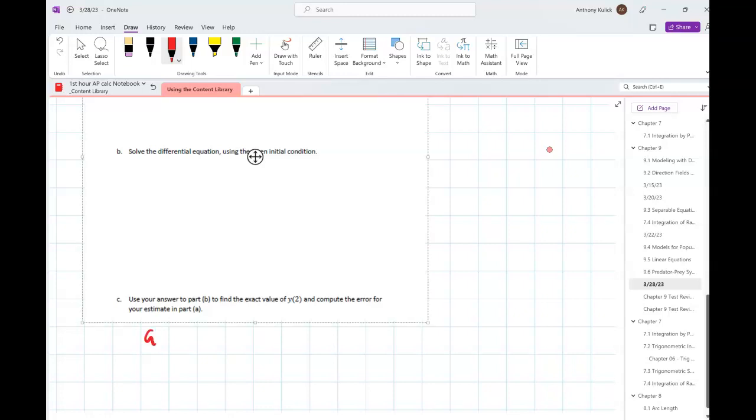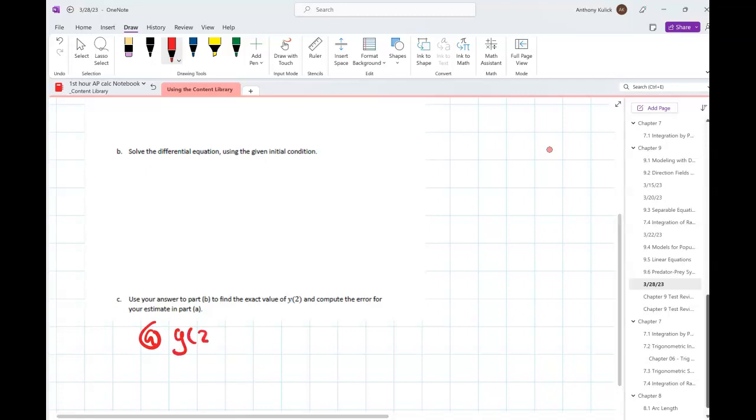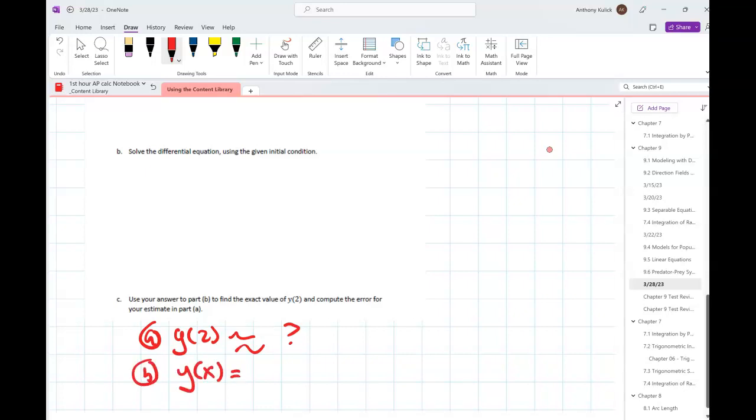So in part A, you found y of 2 is approximately something. In part B, you find an equation for y of x. You just use that to get the exact value for y of 2, and then you look at the difference between the two, the approximation and the actual. Does that feel okay?